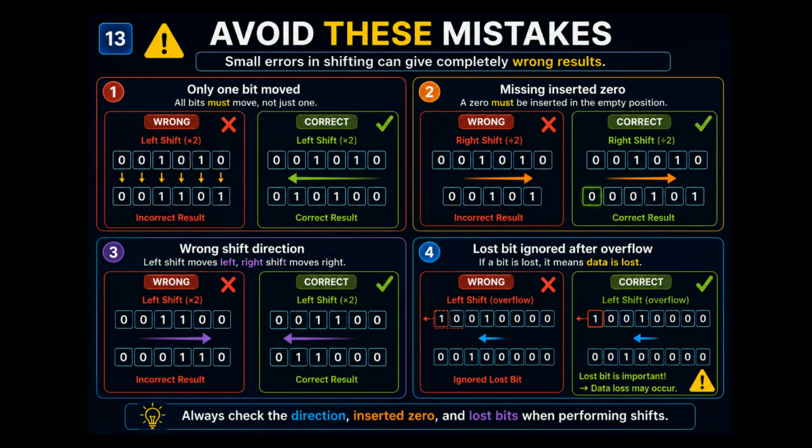Mistake 3. Shifting in the wrong direction. Always remember, left shift multiplies, right shift divides. Mistake 4. Ignoring a lost bit after a left shift. If a bit moves outside the available space, it is lost, and this can cause overflow. By avoiding these mistakes, you'll solve binary shift questions correctly in your exams.